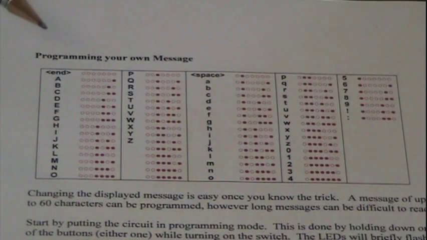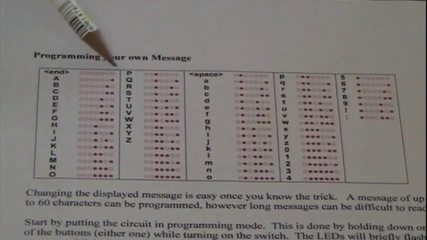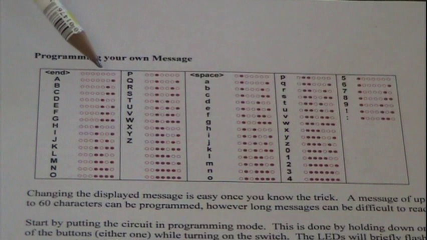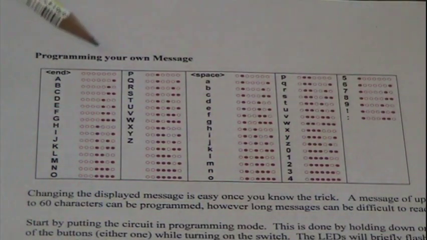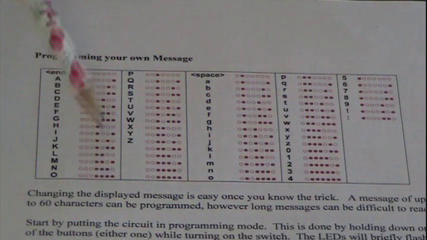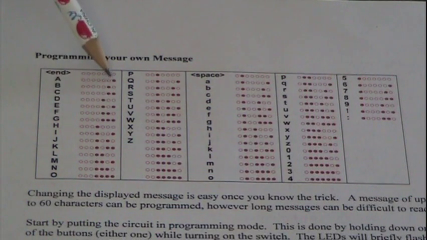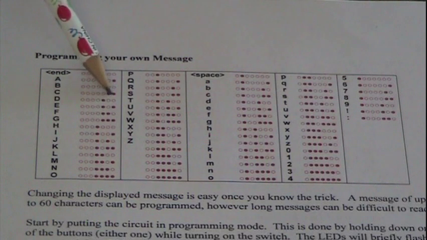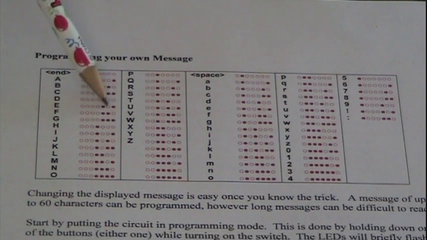Okay, the really cool thing about this project is that it also teaches binary. Okay, the binary is just using ones and zeros to communicate, and computers use it for everything, so it's good to know binary. And as you go down the chart, it increases. This is the number 1, the number 2, 3, 4, and 5.